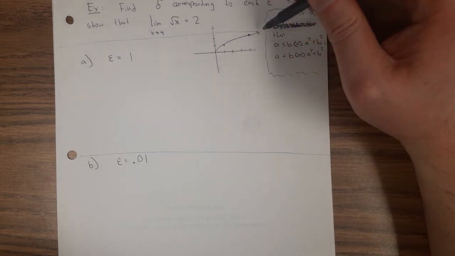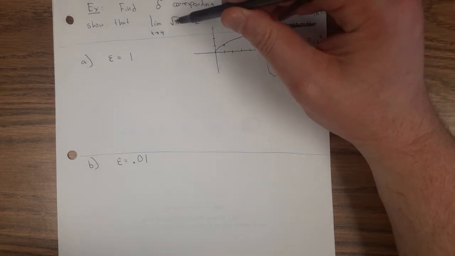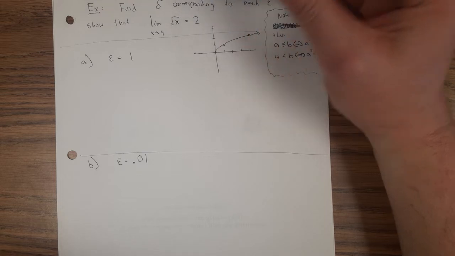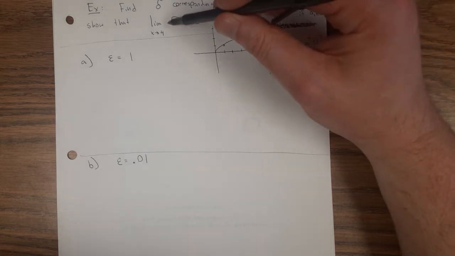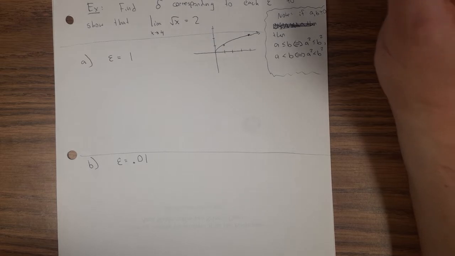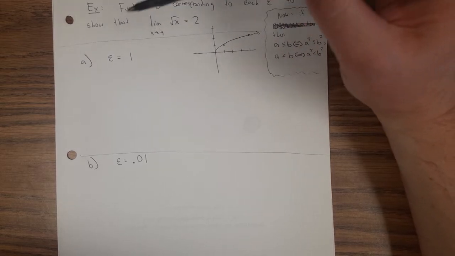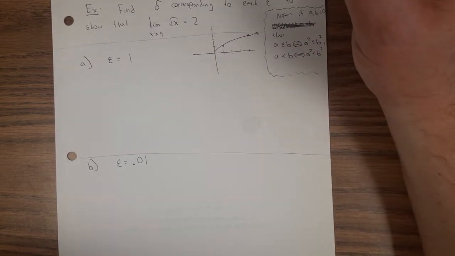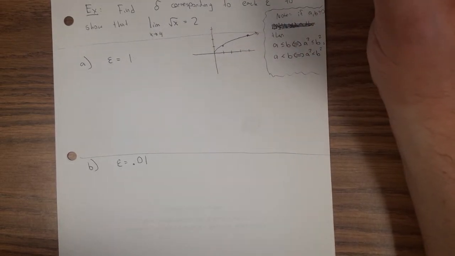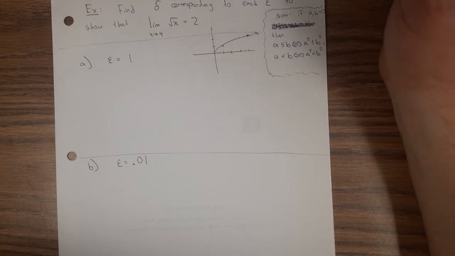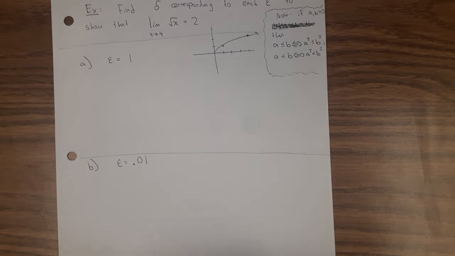So I'm not going to get too crazy here. This isn't a terribly ugly function. It's not a straight line. It's just the square root of x. And we're not going to do general epsilon. We're just going to do a couple of specific values of epsilon, and we're going to find appropriate values of delta. So let's do epsilon equals 1.